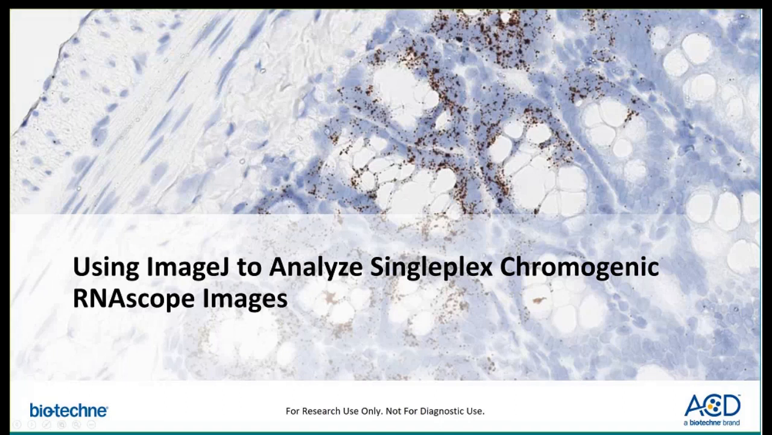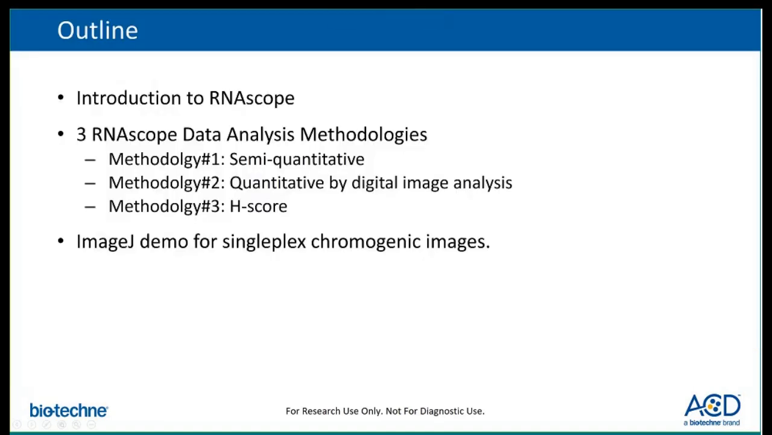So the goal for today, I'm going to show you a live demo about using ImageJ for chromogenic image analysis, specifically from single-plex chromogenic images. And as you can see in this outline, first, I'm going to give you a brief introduction and overview about RNAscope, and then what are the current methodologies that we use to evaluate or quantify the dots in these images. And then we're going to start with the ImageJ demo.